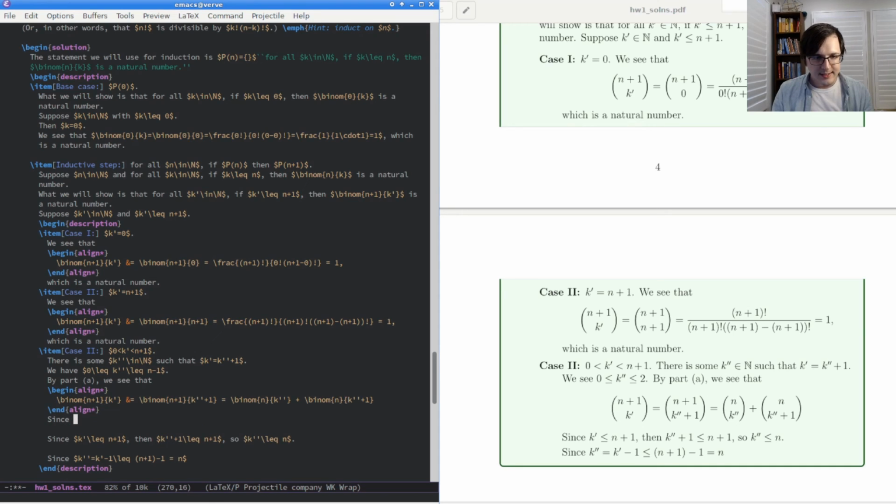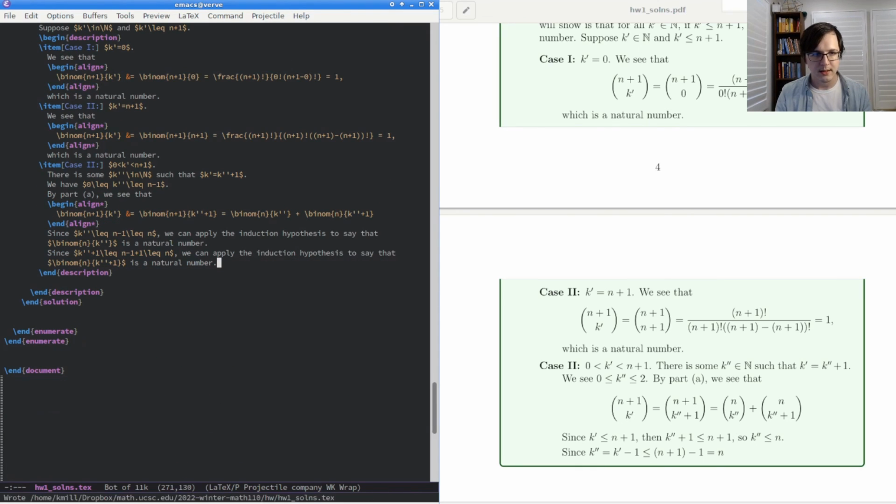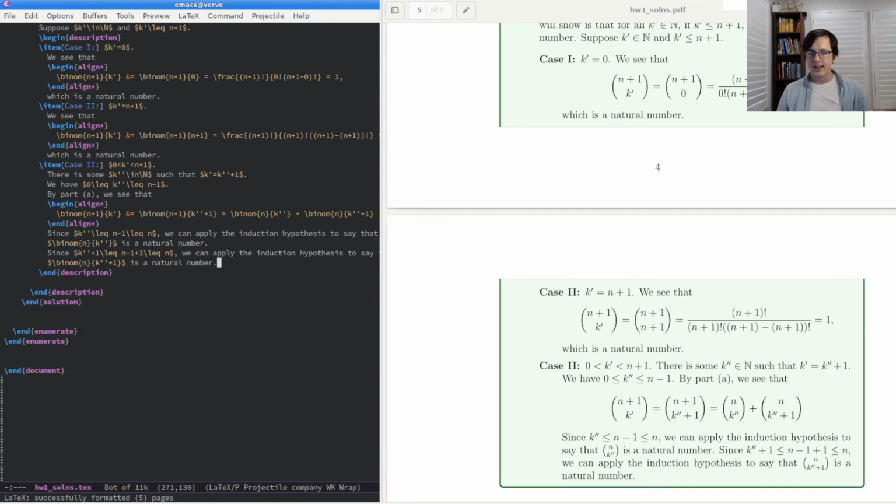Okay, so since k double prime is less than or equal to n minus 1, which is less than or equal to n, we can apply the induction hypothesis to say that binom n k double prime is a natural number, and since k double prime plus 1 is less than or equal to n minus 1 plus 1, which is less than or equal to n, we can apply the induction hypothesis to say that binom n k double prime plus 1 is a natural number. Okay, that seems good to me.